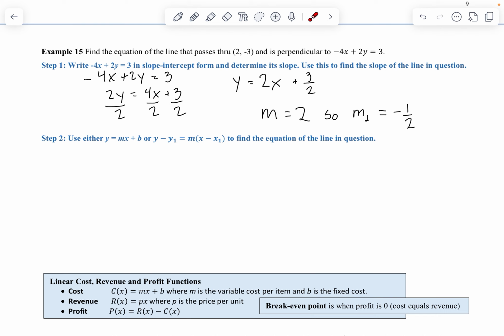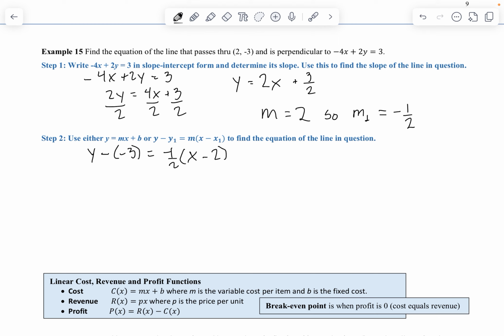Okay, so now coming down here, we have to choose one of the two methods to find the equation of the line we actually want. I'm going to choose the point-slope formula method. So I will start with the point-slope formula. I will replace x1 and y1 with the coordinates of the known point right here, and I will replace m with negative 1 half. So if I do that, I get y minus negative 3 equals negative 1 half times (x minus 2).